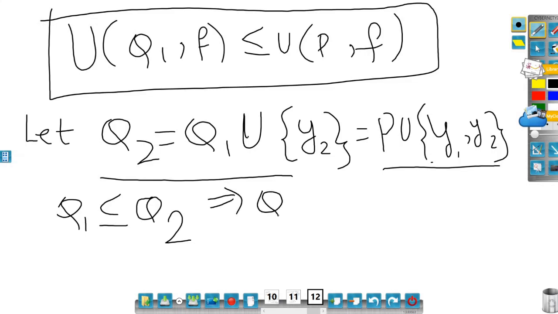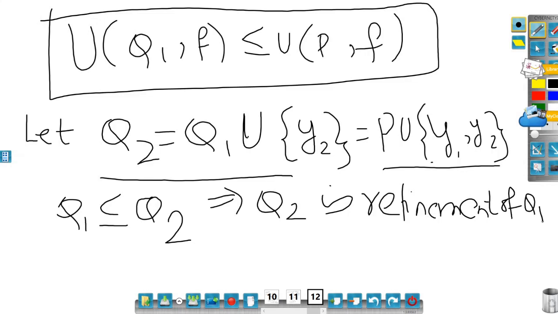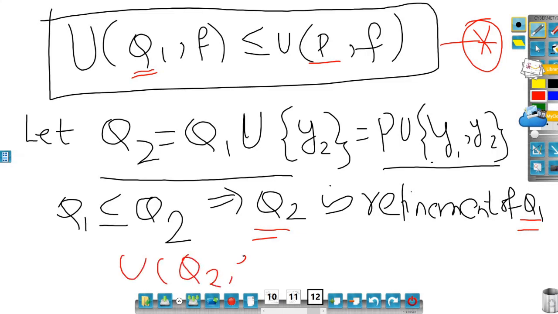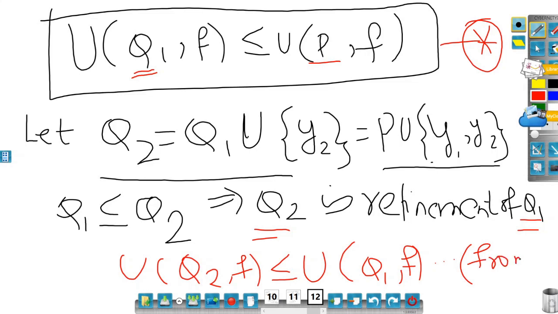So this would imply Q2 is a refinement of Q1. And since it is a refinement, let me write this down as a star. So I will apply this star over here. Now here, if Q1 is a refinement of P, then U(Q1, f) is less than or equal to U(P, f). Now if Q2 is a refinement of Q1, then I will have U(Q2, f) less than or equal to U(Q1, f). So from star.